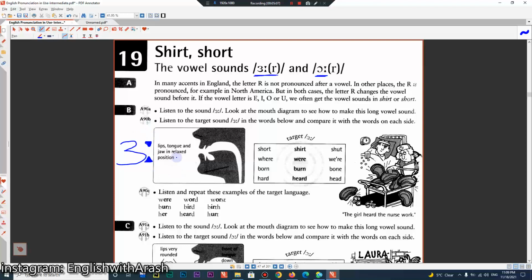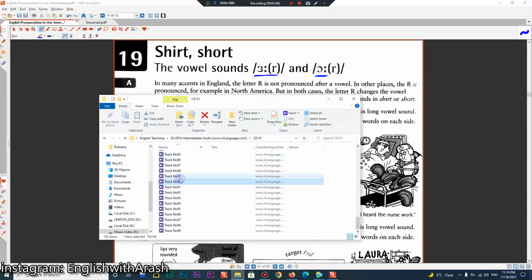Okay, so here we say like shirt. Your lips and tongue and jaw are all relaxed, and you open your mouth and you say shirt. It's exactly like schwa, but it's a little longer. It's just a little longer than schwa. Hi Angel, welcome. So you say schwa is like this, and this is like shirt. Now I'll play the CD for you so you can understand what I'm saying better.